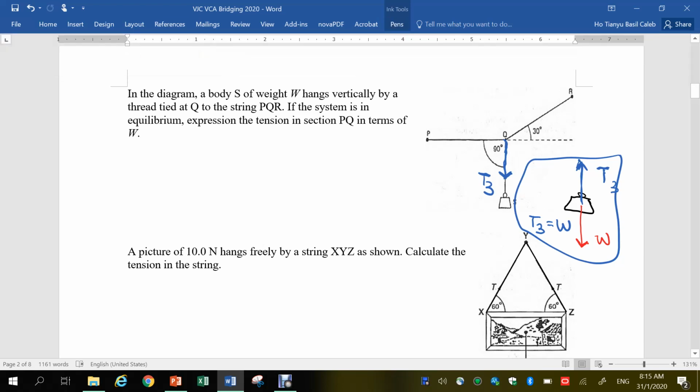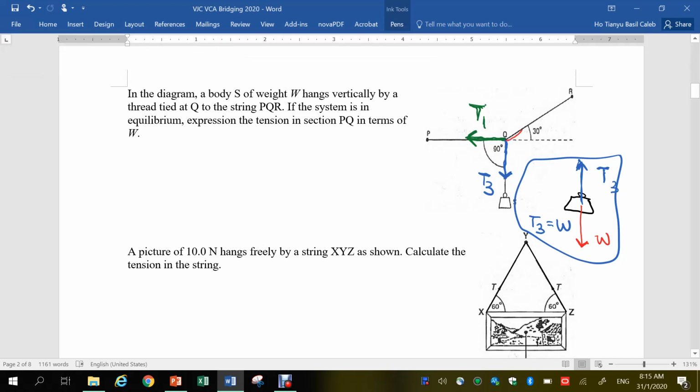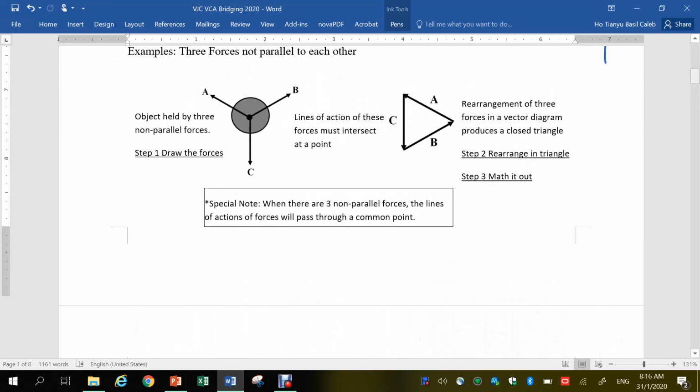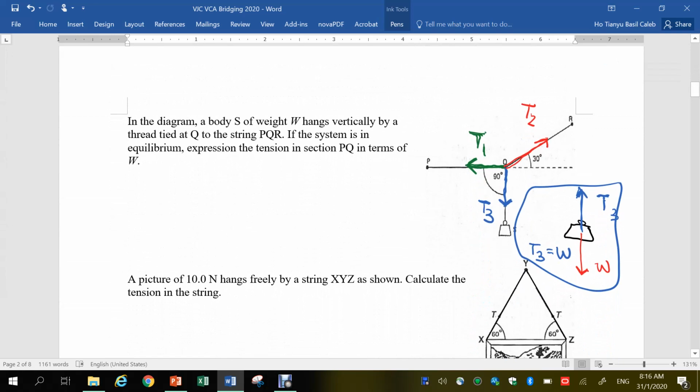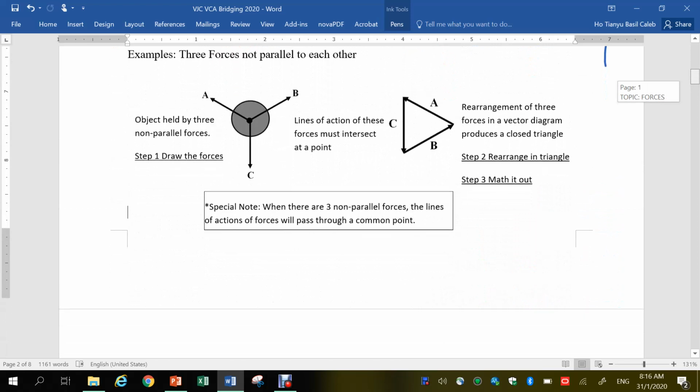Change the color. There should be a force to the left. Tension always acts away from the point you're considering. So let's call this T1, tension 1. Let's find another color, red maybe, and say this is tension T2. So remember, what are the steps that I recommended? First, you draw the forces. You see that they intersect at a common point, which in this case is Q.